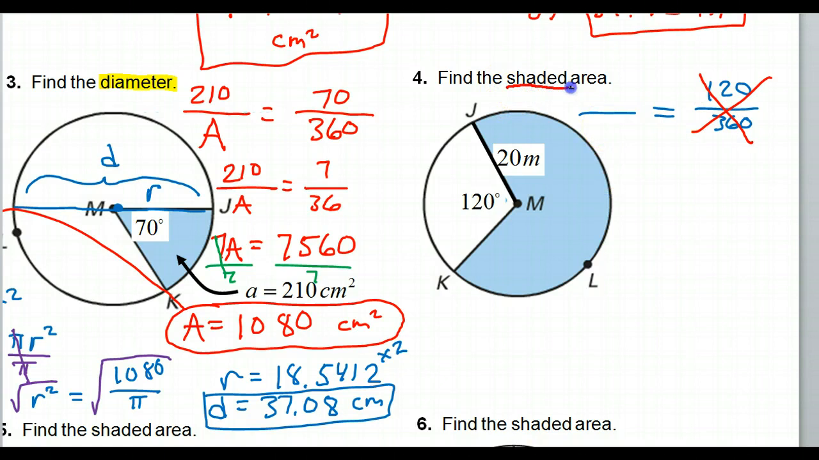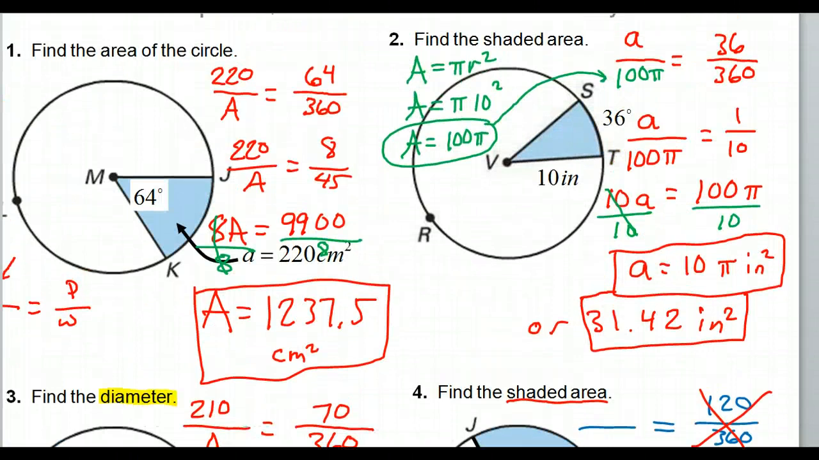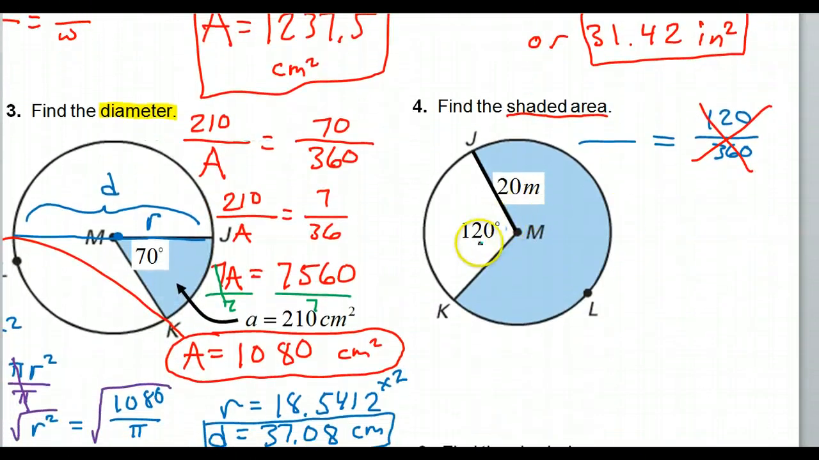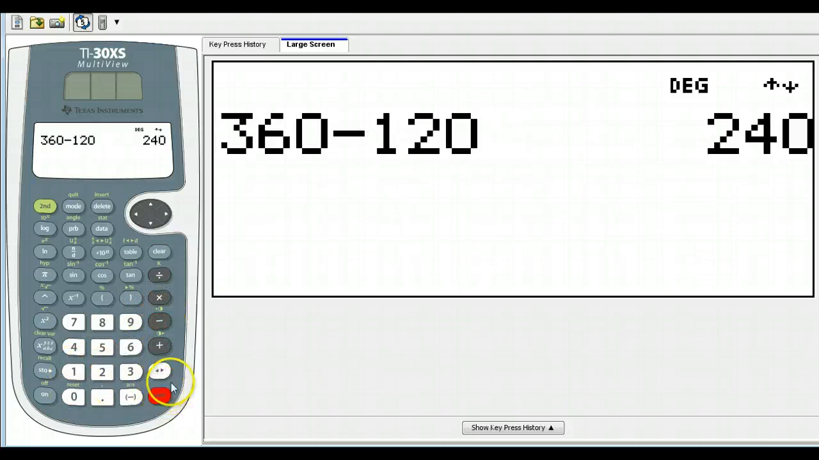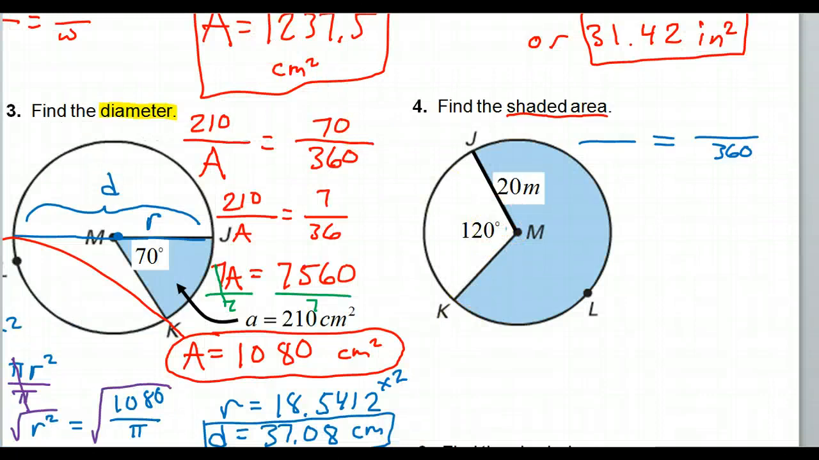The key word here is shaded, the shaded area. This 120, look where it is. It's in the unshaded area, the white zone. Looking back at problem number 2, this 36 degrees pertained to the shaded area like it is supposed to. So we could just use the 36. But the 120 is not the right angle, so we cannot use it. Instead, we need to subtract from 360. Okay, so if we do 360 minus 120, we find that the rest of the circle is 240 degrees. So in fact, that is the angle that we need to use. This giant angle that wraps all the way around, 240 degrees. That's the one that we need to use.